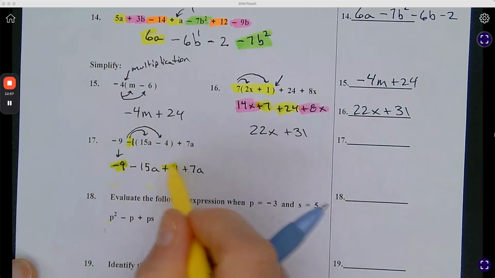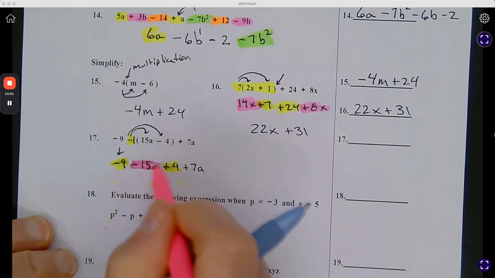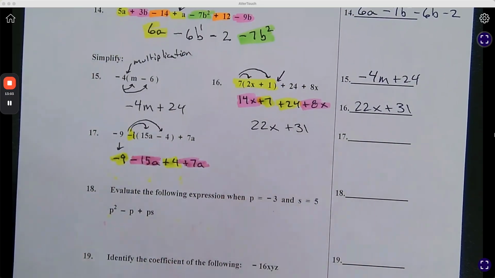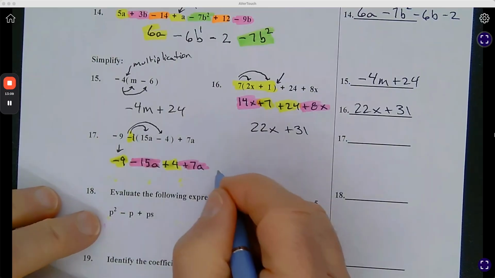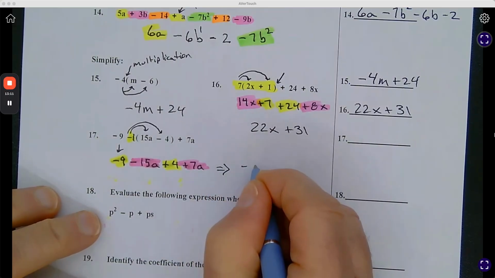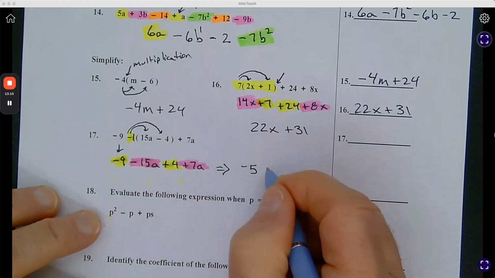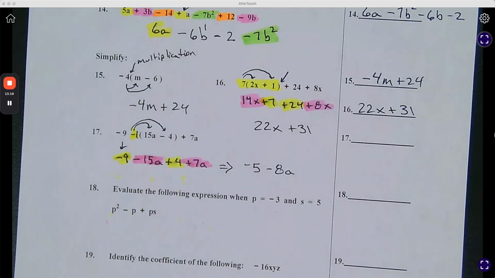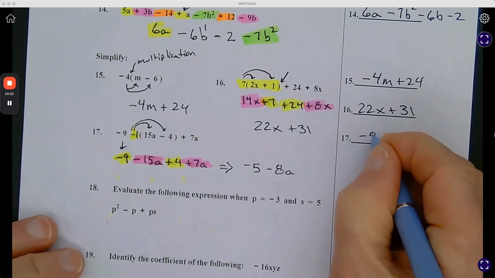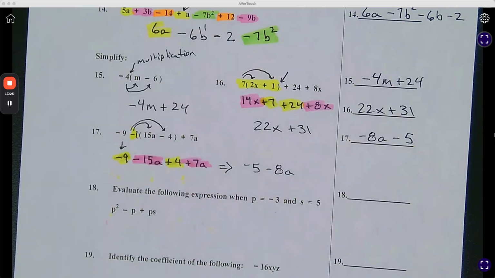Notice these constants are like, and notice these variable terms, A, are also like. So negative 9 plus 4, more negatives than positives, so that's negative 5. And now I have negative 15 plus 7, more negatives than positives, negative 8. Order matters. The variable term must come first. Boom.